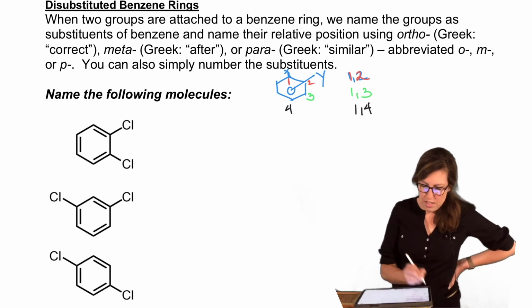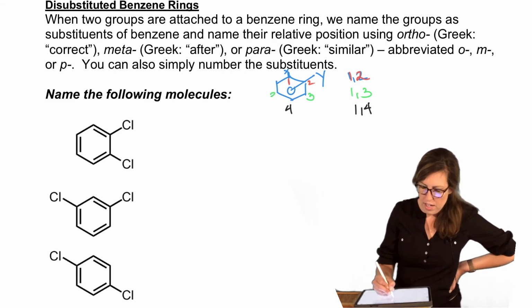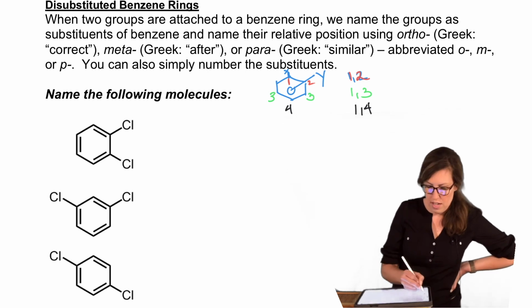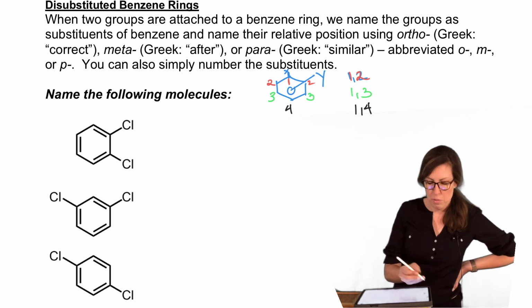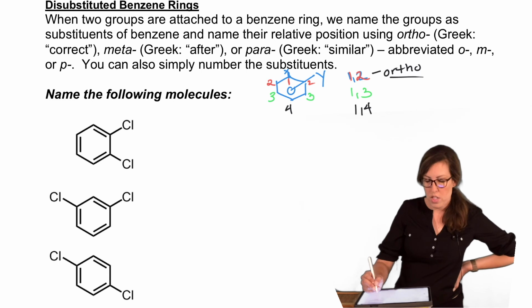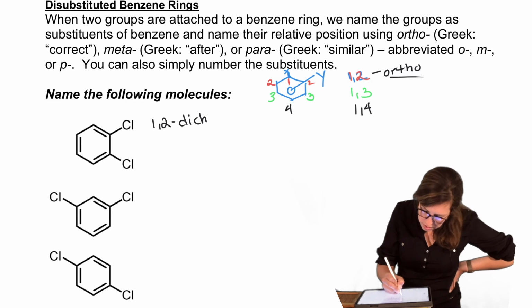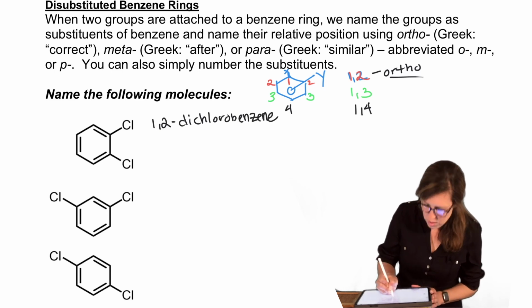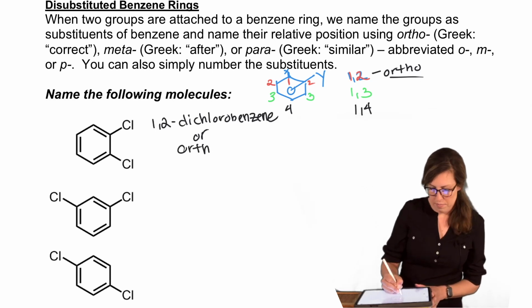And notice that that repeats. If I go to carbon 5, that's the same thing as having X at the 1 and Y at the 3. And if I go to carbon 6, that's the same as a 1,2 pattern. So there's only 3 possibilities in a disubstituted benzene ring. The 1,2 position has its nickname, ortho. So there are 2 names. You could either call it 1,2-dichlorobenzene, or we could call it ortho-dichlorobenzene.